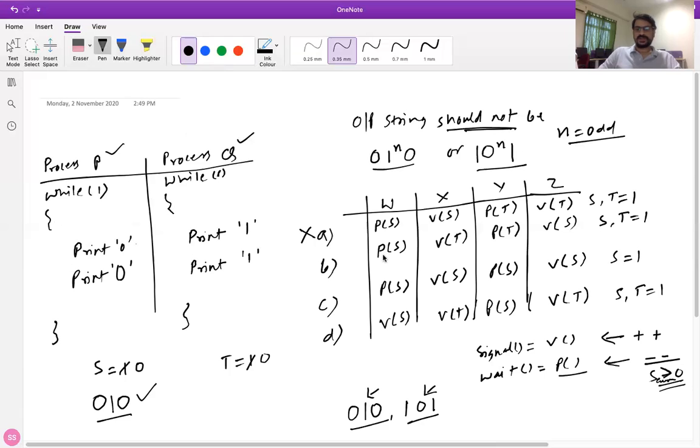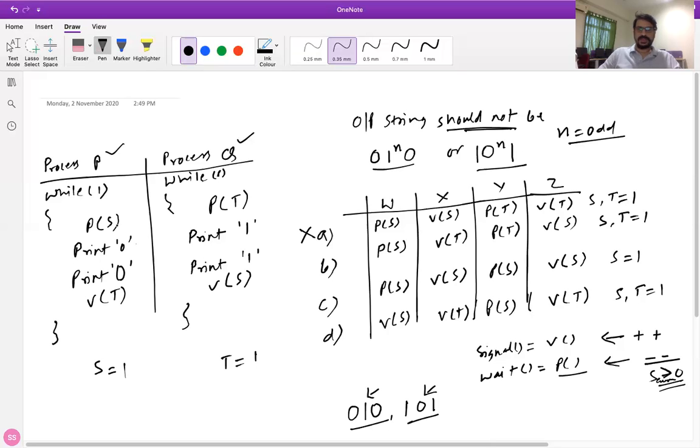The second option is PSVT, PTVS. What is that? PS, then VT, then PT, and then VS. Here also we have S equal to 1 and T equal to 1.